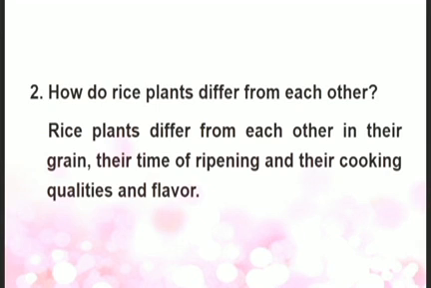Now, I am going to deal with question number 2. The question is, how do rice plants differ from each other? You will find that the question word used here is how, and you have to find an adverb of manner. According to the text, the complete and correct answer is: rice plants differ from each other in their grain, the time of ripening, and their cooking qualities and flavors.